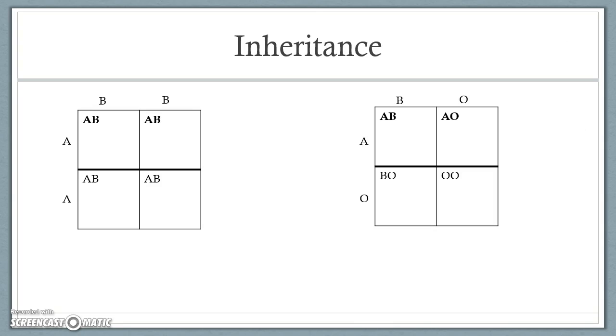In the first example, each offspring will express the blood type AB, because neither is dominant over the other. In the second example, each offspring has a 25% chance of being type AB, type B, type A, or type O. The A and B alleles are dominant over the O, but codominant to each other.